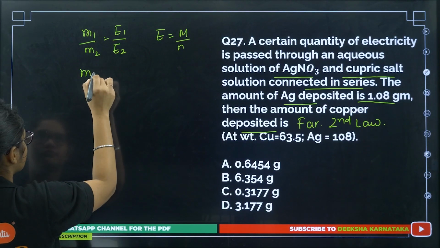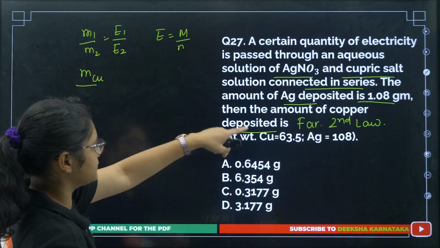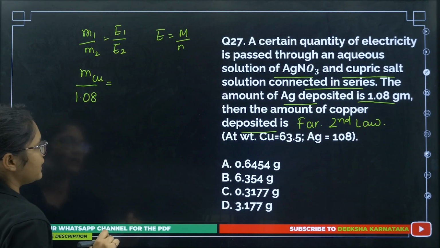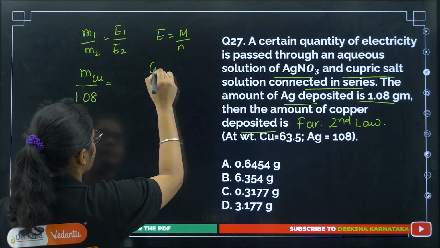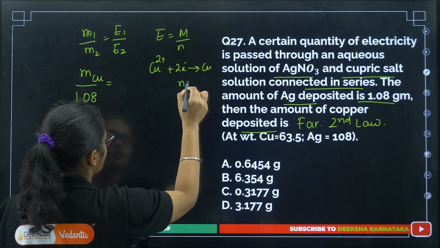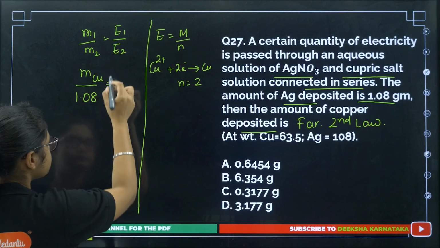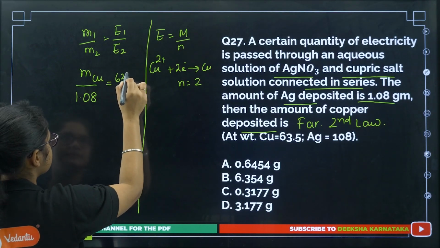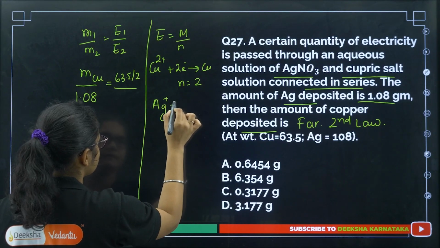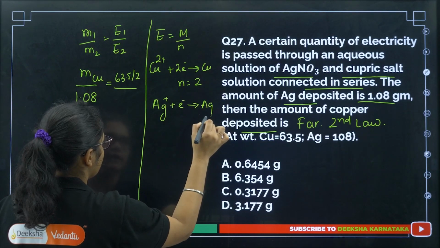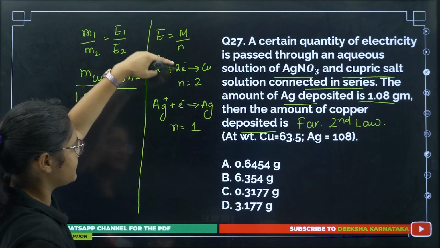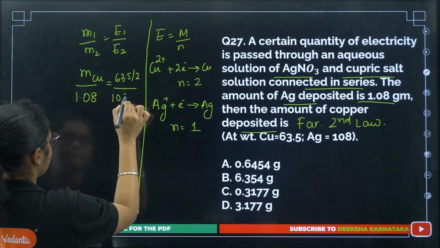So I can say that mass of copper deposited by mass of silver deposited. How much silver is deposited? 1.08 is equal to equivalent weight of copper by equivalent weight of silver. Equivalent weight of copper: Cu2+ plus 2 electrons is equal to copper. So what is the N value for copper? It is 2, right? So I can write equivalent weight of copper as 63.5 by 2. Now if you consider silver, Ag+ plus 1 electron is silver, right? So N value for silver is 1. So again, what is the equivalent weight of silver? Molar mass by N factor, that is 108 by 1, right?